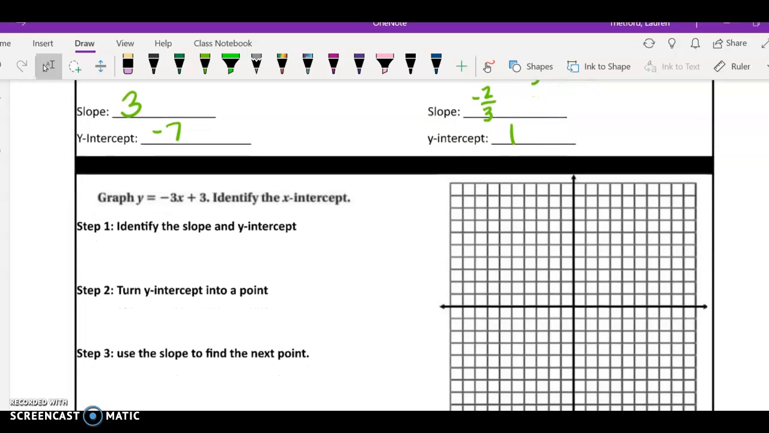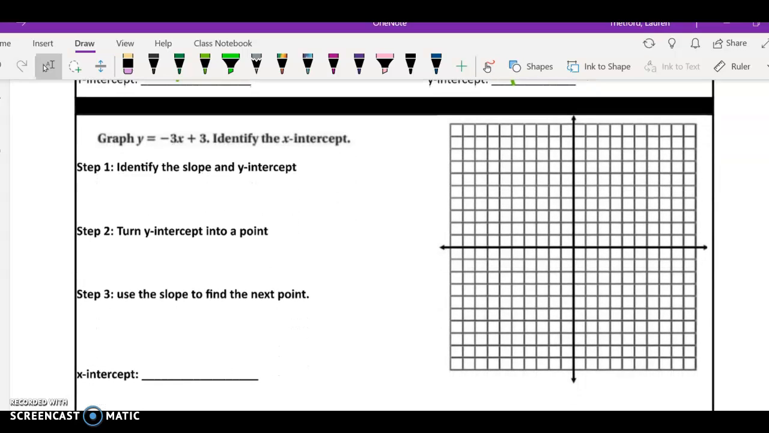So why is this important? This helps us graph an equation in y equals mx plus b form, or slope-intercept form. The reason they call it slope-intercept is because it gives us our slope and it gives us our y-intercept.